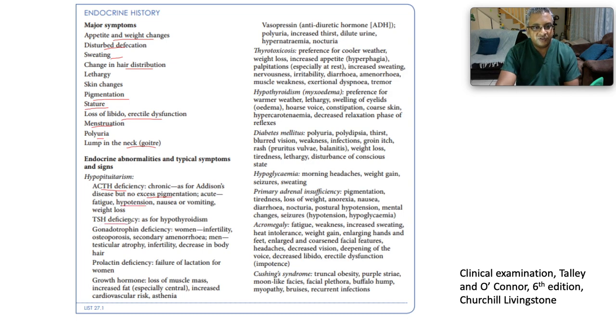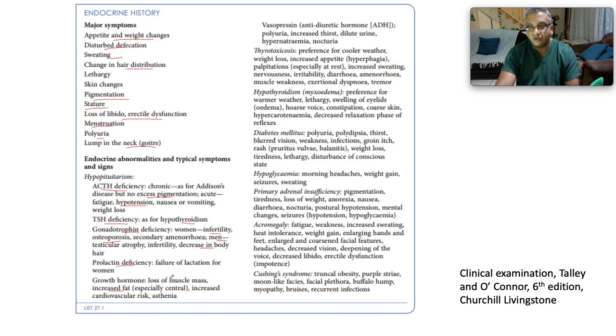If there's thyroid-stimulating hormone deficiency, the symptoms are exactly the same as you would expect in the setting of hypothyroidism. If there's a gonadotropin deficiency, in women, this will manifest as infertility, osteoporosis, because remember that estrogen maintains the structural integrity of your bone. That is why a lot of postmenopausal females are at risk for osteoporosis. Secondary amenorrhea. In men, gonadotropin deficiency manifests with testicular atrophy, infertility, and diminished male pattern body hair. If you have prolactin deficiency, this will manifest with failure of lactation for women post-parturition. Growth hormone deficiency generally gives rise to a loss of muscle mass and increased fat, because remember that growth hormone is lipolytic.